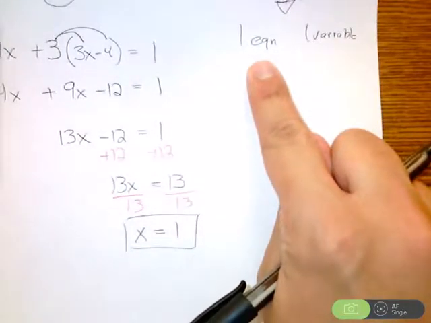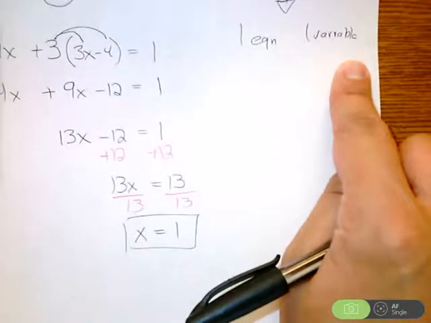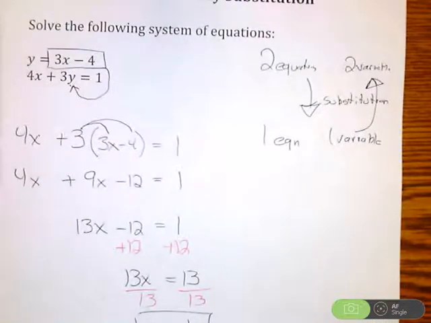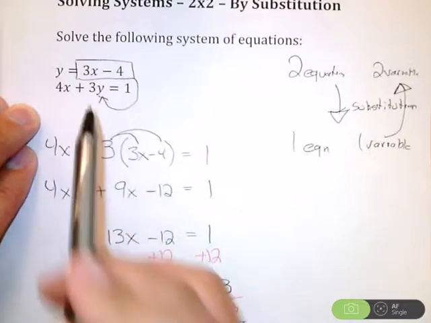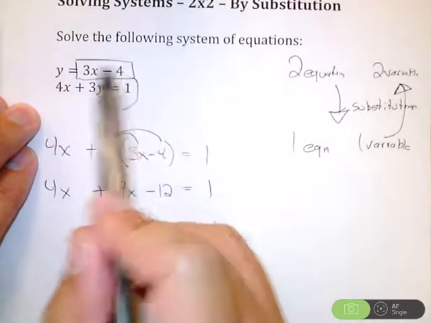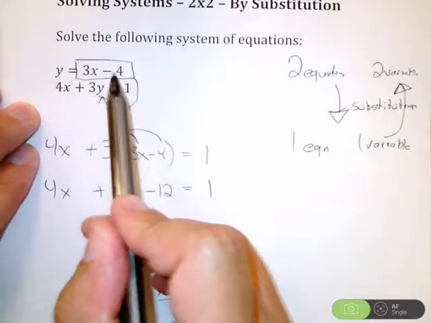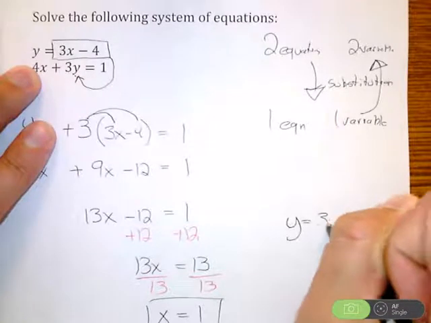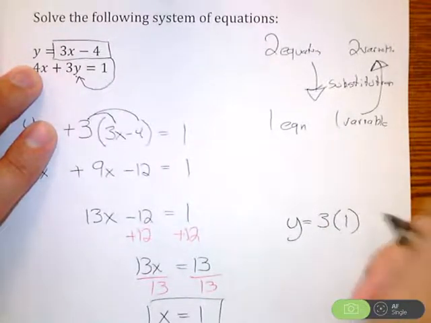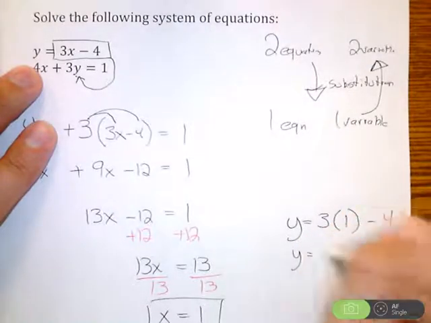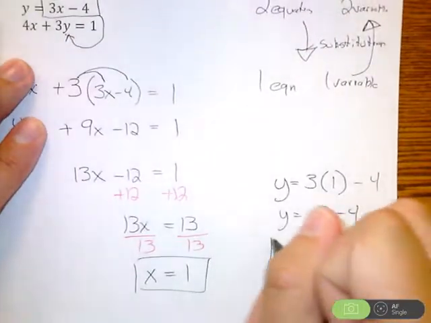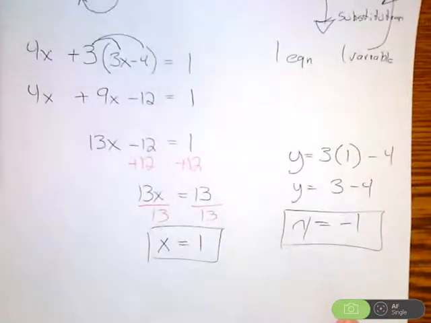Now, I've gotten down to that one equation, one variable, but the goal, again, is to find both variables. So I need to go back up to the two equation, two variable part and figure out my other variable. I could use either of the two equations. I'm going to plug that x equals 1 from the bottom into either of these two equations. I'm going to use the top one. So anytime I see x, I'm going to put a 1. So I'm going to have y equals 3 times 1 minus 4. So I have 3 minus 4. y equals negative 1. So I have solved my system.